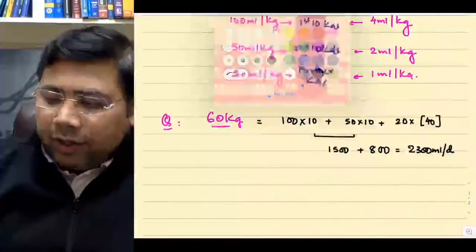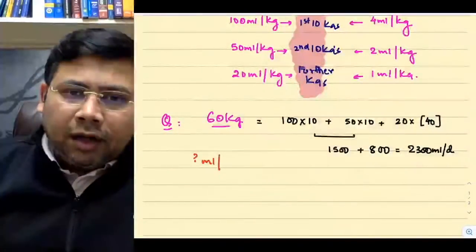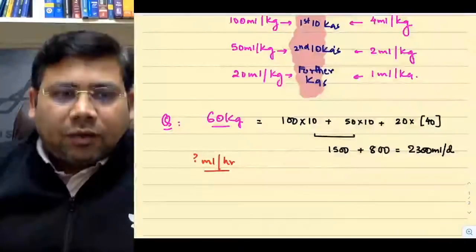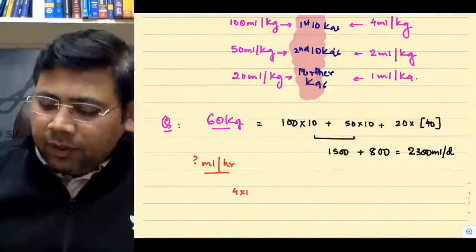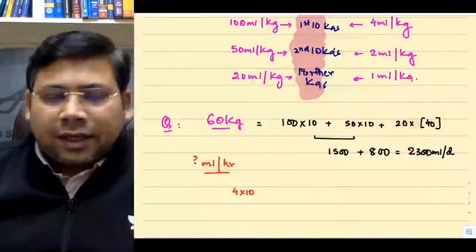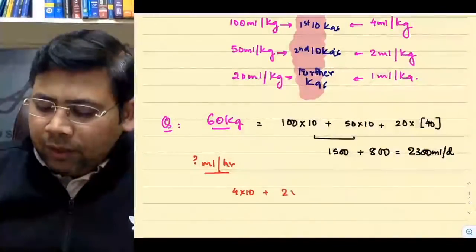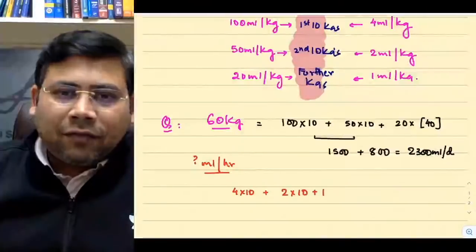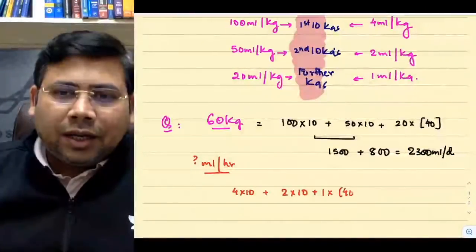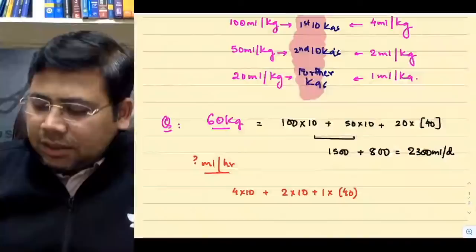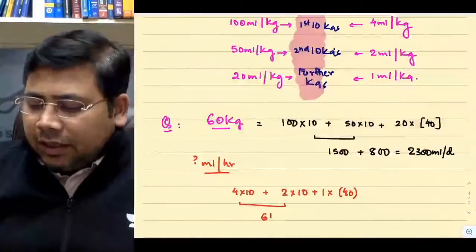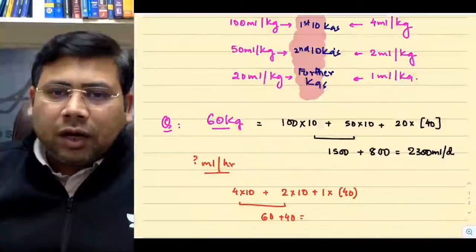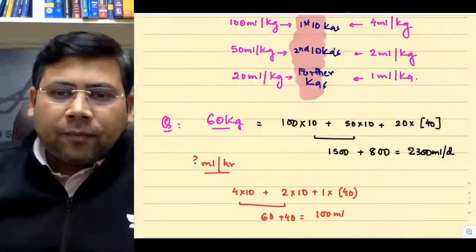Same if you calculate in ml per hour, it will be 4 ml per kg for first 10 kg, 2 ml per kg for next 10 kg, and 1 ml per kg for remaining kgs. So how much is this? This is 40, this is 20, and this is again 40. So 100 ml per hour.